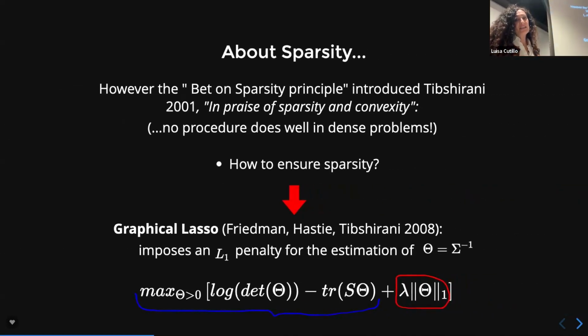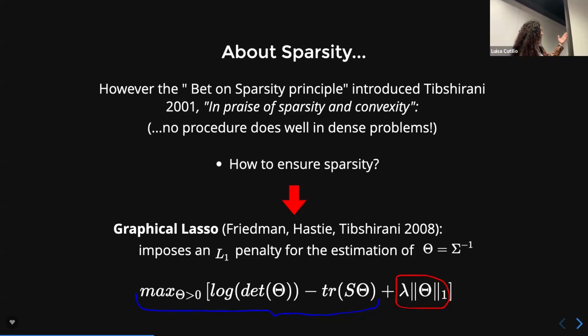Now, sparsity is in general a good assumption because there's this Bet on Sparsity principle from Tibshirani, which focuses on the fact that usually the important features in a large data set are not as many as we can imagine. So we're better off assuming that the most relevant features are not in a large number, so that your problem is sparse. Okay. And this is also the assumption of graphical lasso.